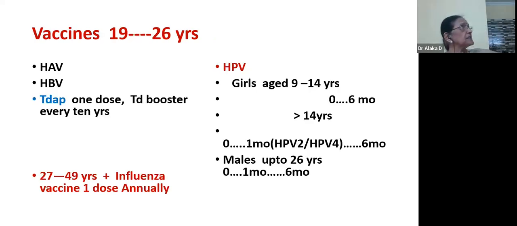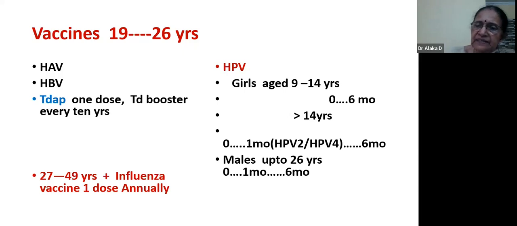So which vaccines can be given in the age group of 19 to 26 years? Hepatitis A vaccine, hepatitis B vaccine if he is not a carrier, then Tdap 1 dose, that is tetanus, diphtheria and acellular pertussis. So there is 1 dose, and after that first dose, we have to give tetanus and diphtheria as a booster dose every 10 years. This is between 19 to 26 years. So hepatitis A, hepatitis B, and Tdap, tetanus, diphtheria, and acellular pertussis. In the same age group, we have to give the human papilloma virus vaccine.